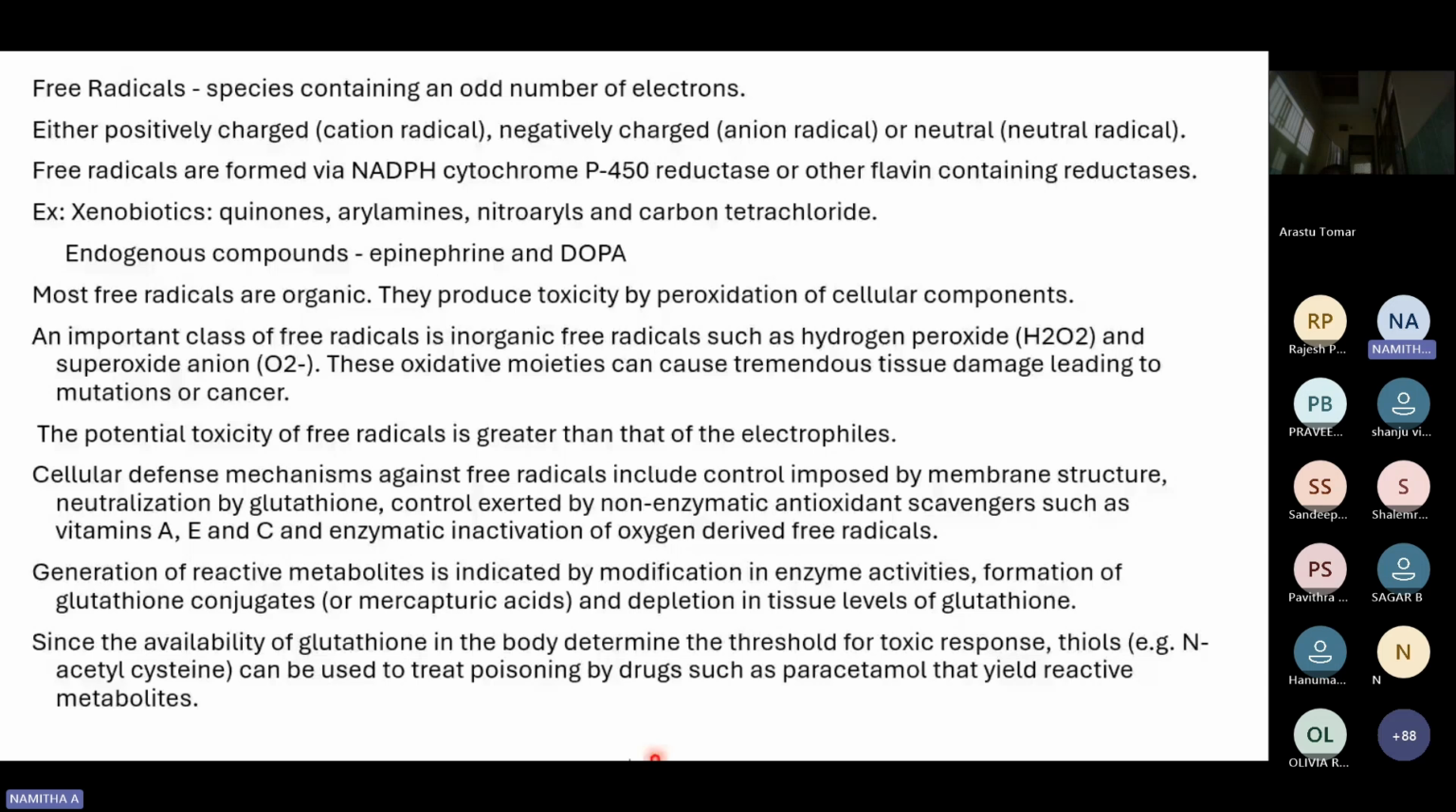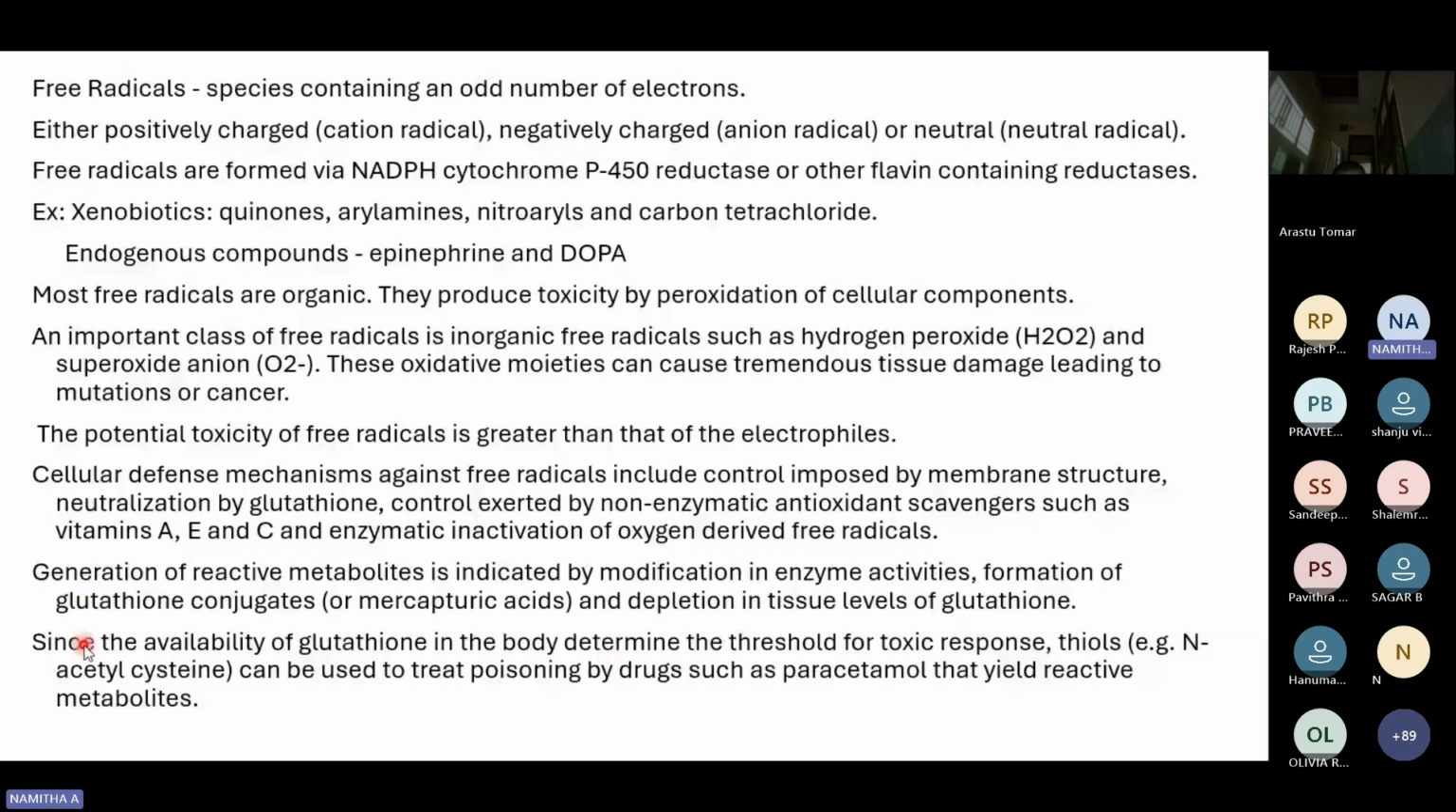Generation of reactive metabolites is indicated by modification in the enzyme activities, formation of glutathione conjugates, and depletion in the tissue levels of glutathione. Since the availability of glutathione in the body determines the threshold of toxic response, thiols can be used to treat poisoning. Paracetamol poisoning can be treated by N-acetylcysteine, which decreases the reactive metabolites.